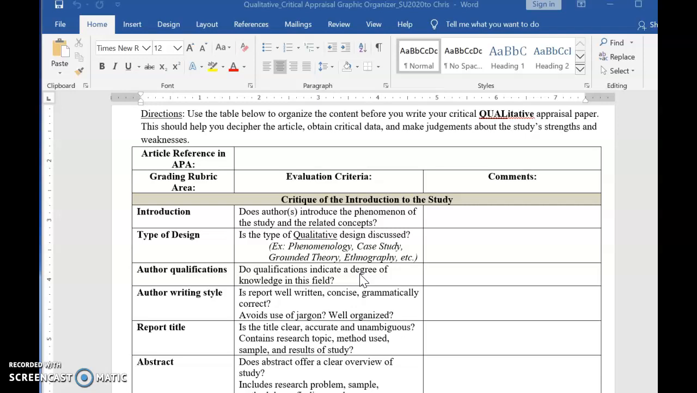Do they have experience in the field of this particular topic? Are there physicians? Are there statisticians? Who are the people who are on this article, and do they give credibility to the study? Sometimes this may require you to look up the authors themselves to see where they work and what they do. It may not always be in the article.